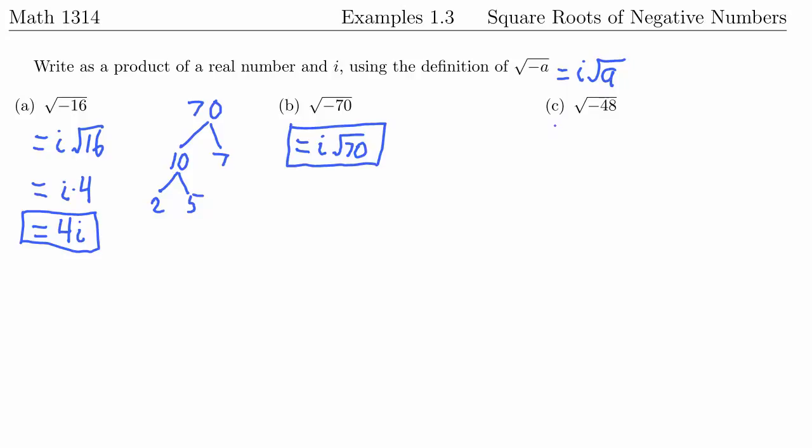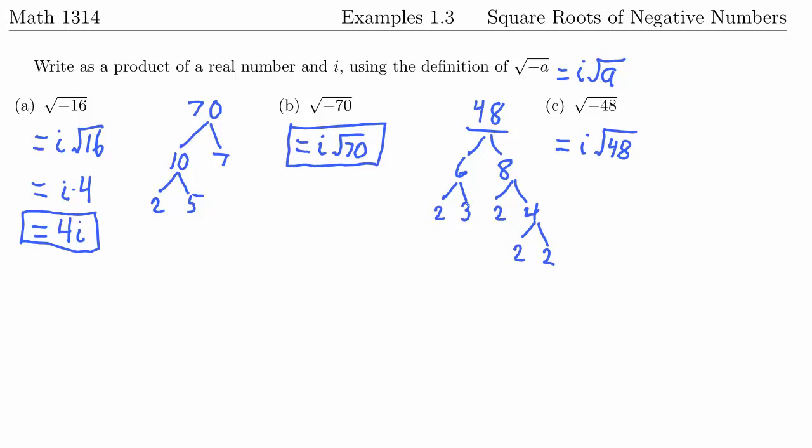Now let's look at letter C, the square root of negative 48. Again, that gives me I times the square root of 48. Again, what is 48? 48 is 6 and 8. 6 is not prime, so that gives me 2 times 3. 8's not prime, which gives me 2 times 4. 2, 3, and 2 are all prime, however 4 is not. So 4 is 2 times 2.